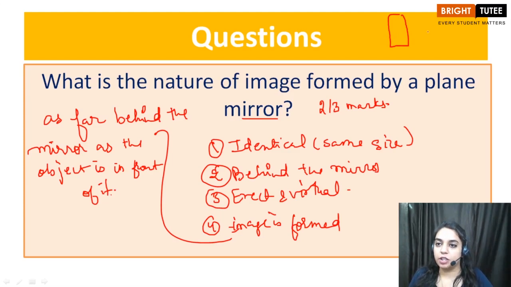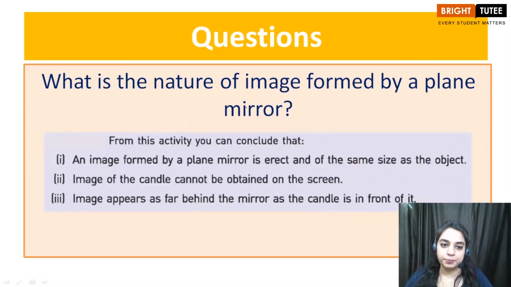Suppose this is your mirror and you have placed the object at a distance of 5 centimeter. Suppose you have placed a candle over here, so the image will also be formed 5 centimeter behind the mirror. Okay, I hope you would have understood all these points. So let's move to the next question. So children, how do we write this? We can write this in the form. Okay, so let's move to the next question.